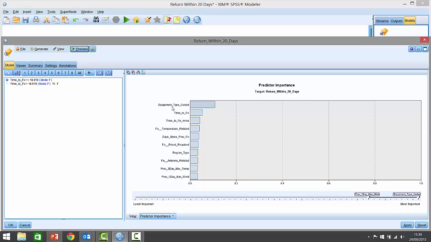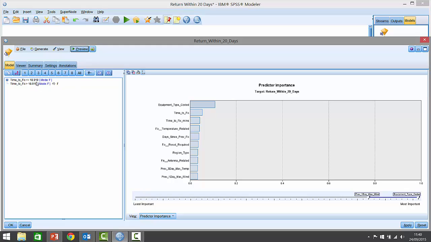So what's interesting is it thinks that the variable equipment type coded is very important. So that means that must occur a number of times within the model. And it must do a pretty good job of discriminating between sites that require another visit within 20 days and those that don't. The time to fix is important. Time to fix in minutes is important. Fixed temperature related issues, days since previous fix, whether or not a reset was required, the region type, whether or not it was antenna related, and some weather data coming in here. There's some equipment data in here, and some data referring to how long it took to fix it.